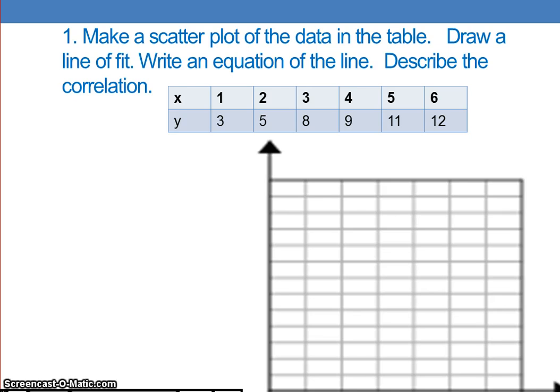So the directions say make a scatter plot of the data in the table, draw a line of fit, and write the equation of the line, describe the correlation. So if you take a look on your screen, you'll see that there are some coordinates that are appearing. These are the coordinates that you see in your XY table. Thank you, Miss Hygra, for graphing those for us.